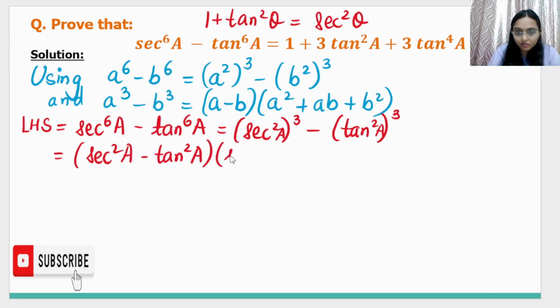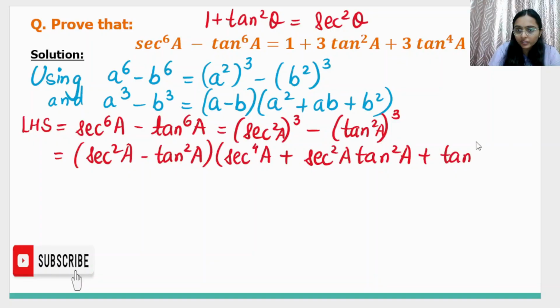Then you have the square of these two terms, so it will be the fourth power, plus ab, so sec square a tan square a, plus again the square of tan square a, so it will be the fourth power of tan a. Right? Now let's simplify this using trigonometric ratios.